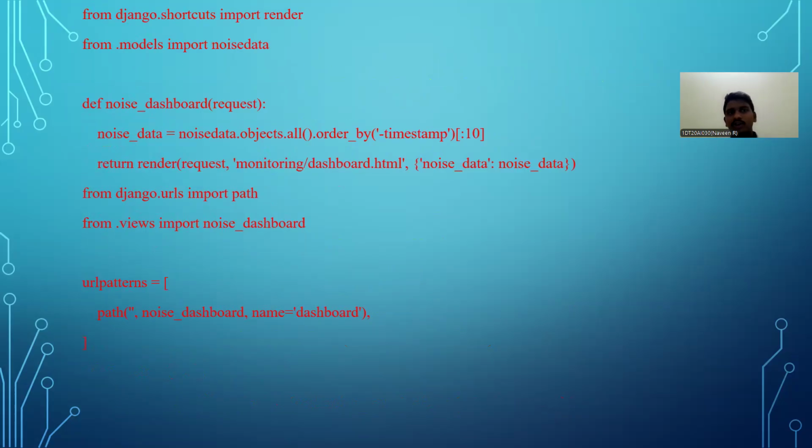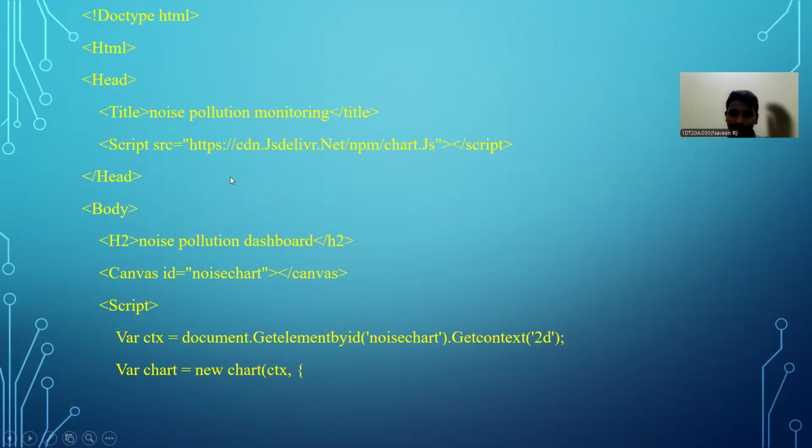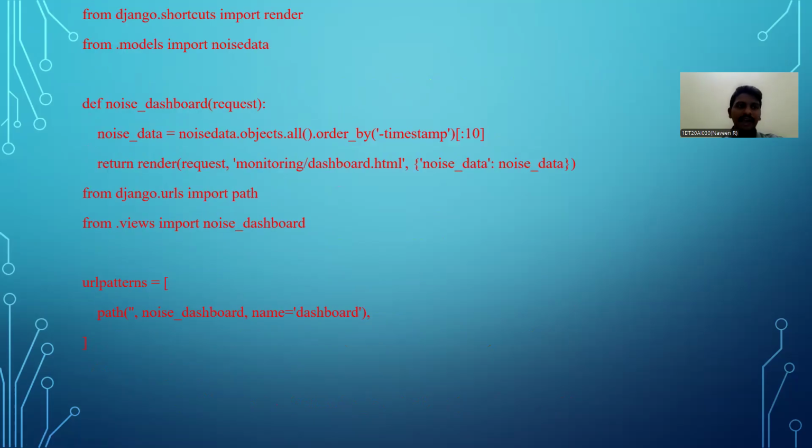Now, from django.shortcuts import render, from models import NoiseData. We're going to define a noise dashboard request in views. It is a view. We'll be creating a view for the noise data dashboard, fetching the latest 10.